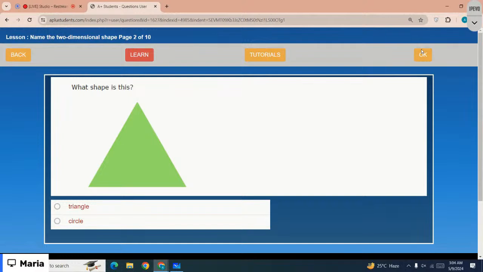Okay, what shape is this? Is this triangle or circle, which is the correct option? That is a three-sided shape with three corners, right? That must be a triangle. The correct option is triangle.